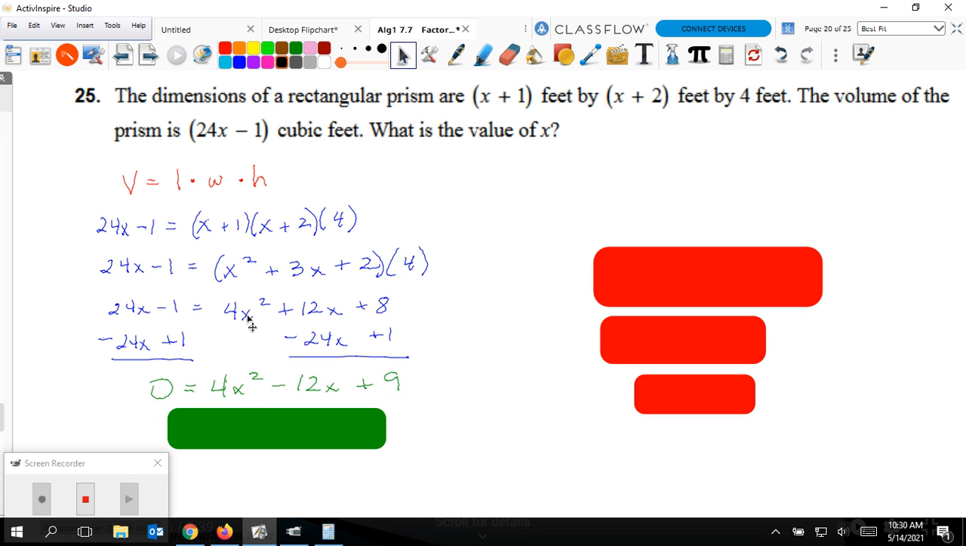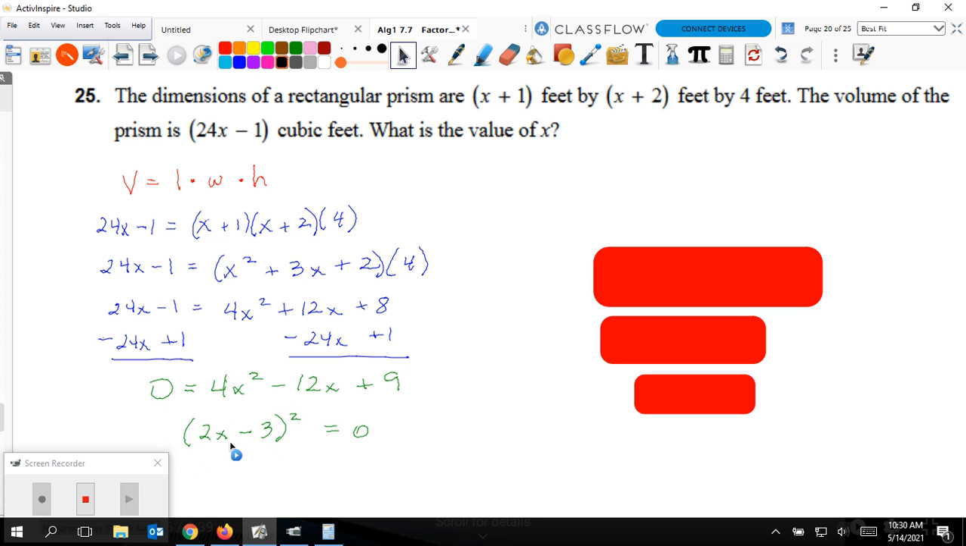Now I get my 4x squared. These two make a negative 12x. That makes a 9. This is now a trinomial square right here that we have. Perfect square here with 2x times 2x. This is 3 times 3. Or you can think of, 4 times 9 is 36. 6 times 6 is 36. And 6 plus 6 is 12. So we can use that. A 2x and a 3 with a minus sign in the middle.